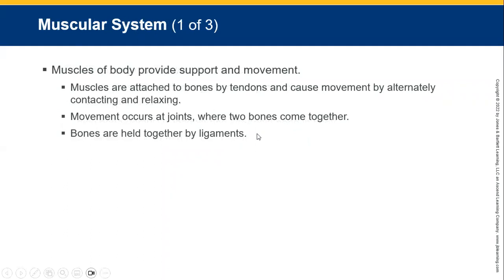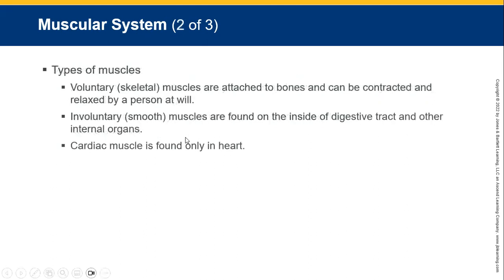The muscular system provides support and movement. Muscles are attached to the bones by tendons and cause movement by contracting and relaxing. Movement occurs at the joints where two bones come together. Bones are held together by ligaments, and on the end of the bones is usually quite a thick piece of cartilage so that the bones don't rub against each other, and there is synovial fluid between these joints.